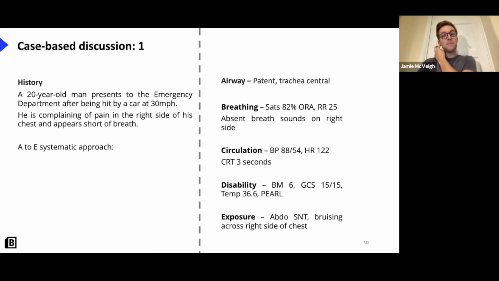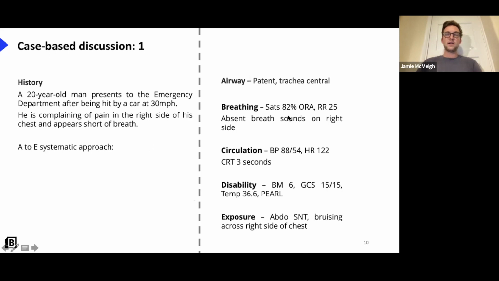BM is, oh God, what does it stand for? It's blood sugar. BM I think is the name of the company that designed the kit to measure blood sugars, and I can't remember what it actually stands for, so sorry about that.